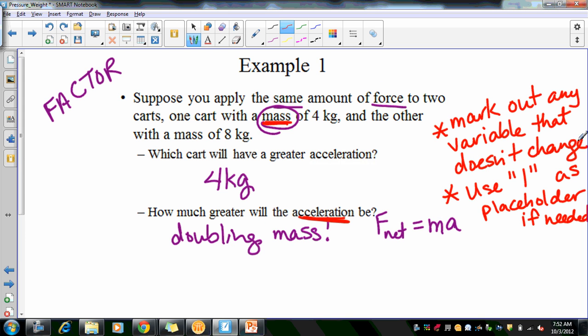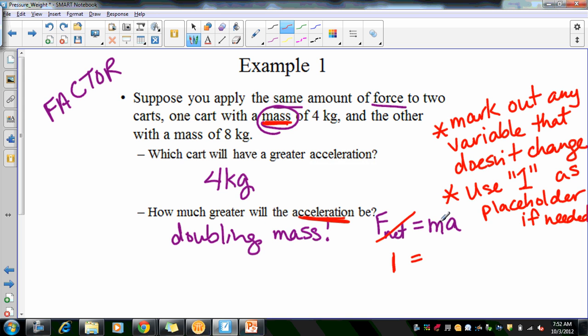So step 1 is to mark out any variable that doesn't change. Well, F net, not changing. Then step 2 is to use a 1 as a placeholder if needed. Well, if we mark out F net, we have nothing on this side anymore. And so we have a change on this side of the equation of 1, which means there is no change. Anything times 1 is itself, so it's constant.